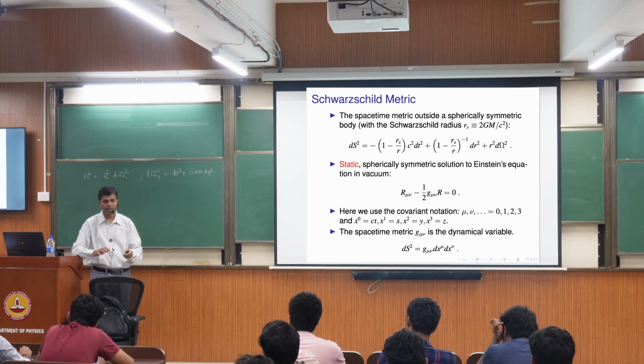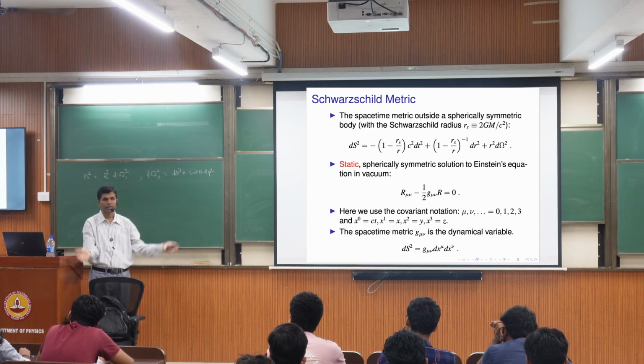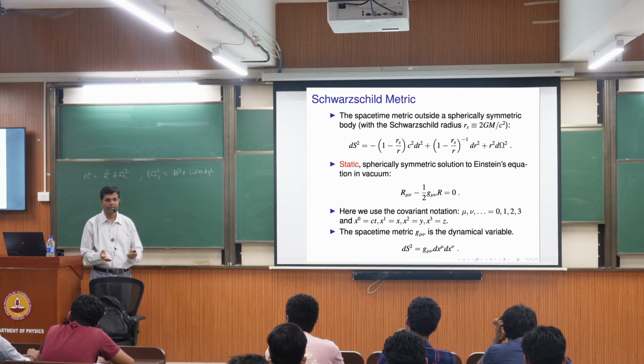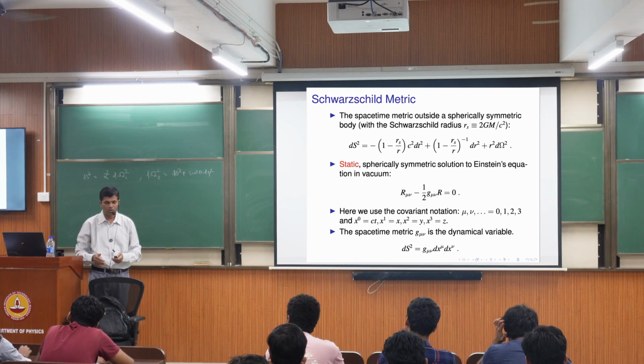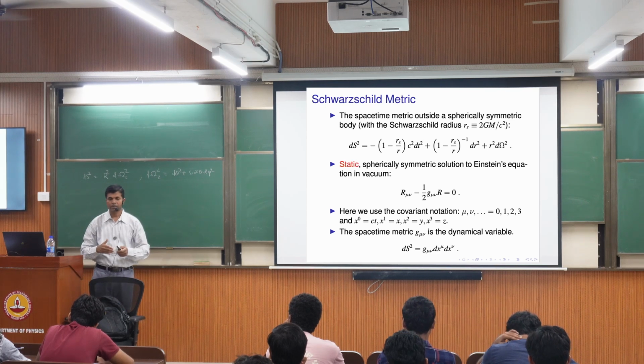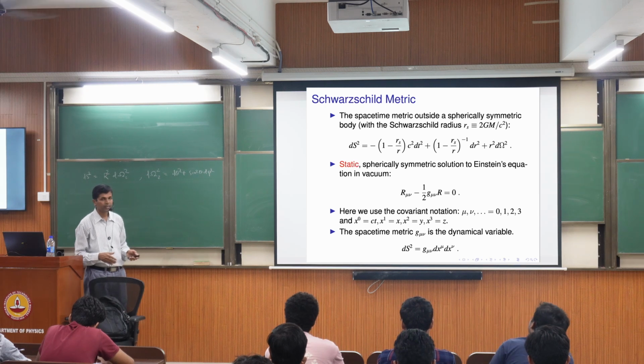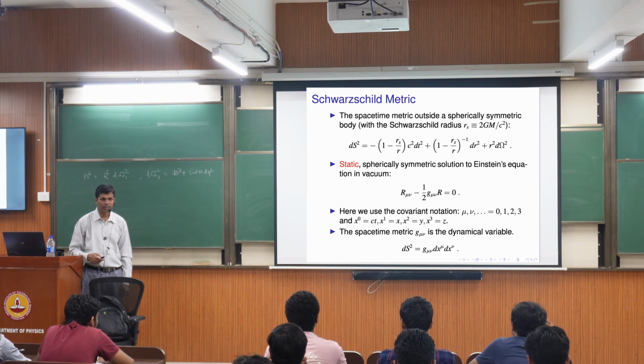You consider a mass M with a spherical symmetry. You consider a star which is not rotating, it's just static, just lying there. No, you don't even assume static. Just consider an object which is spherically symmetric. Then outside this spherically symmetric matter, the geometry of the space-time will look like this, and this is what is called the Schwarzschild geometry.